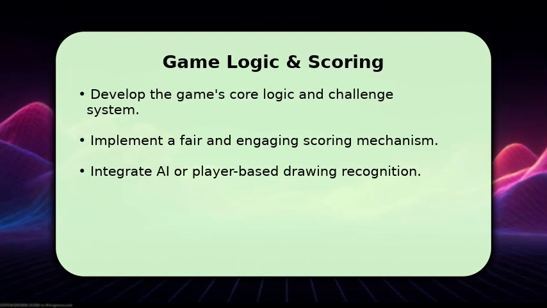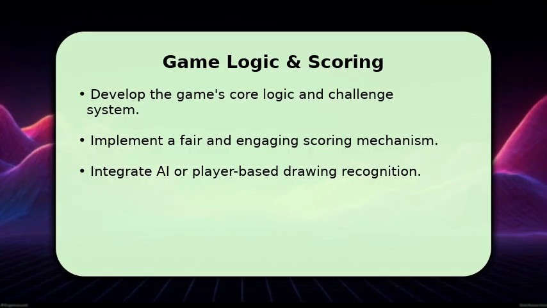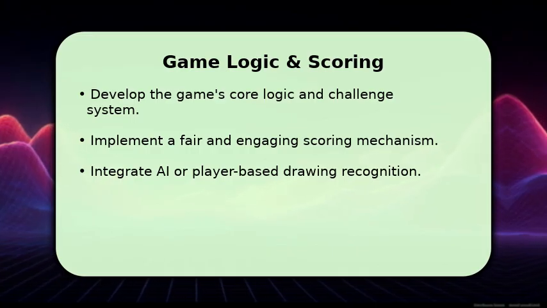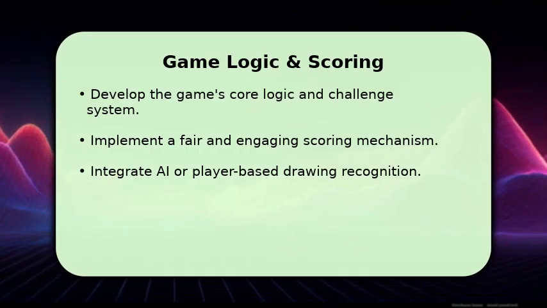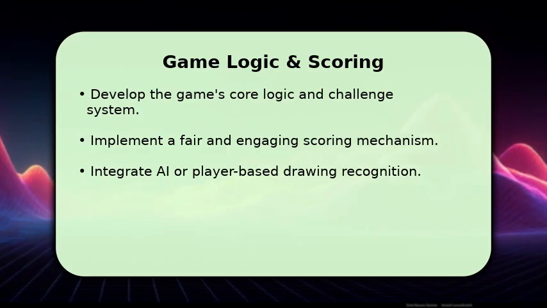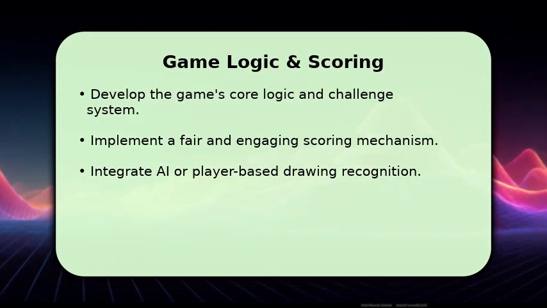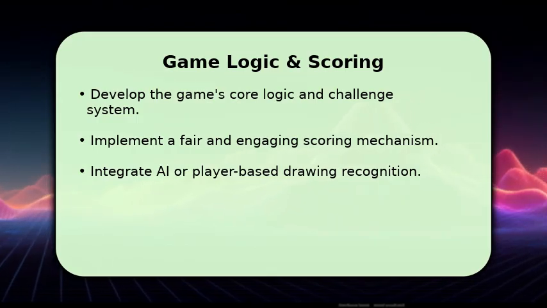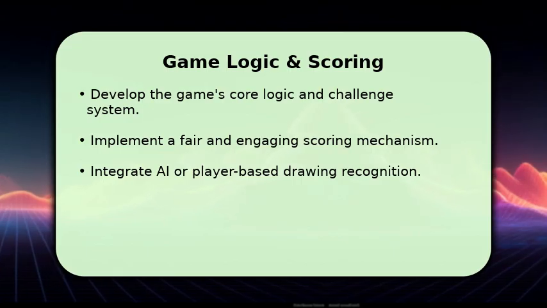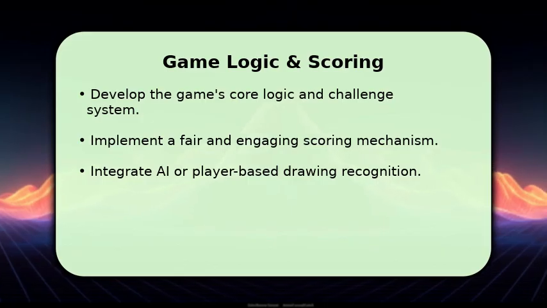Next, we tackle the game logic and scoring. Develop a system for presenting drawing challenges, perhaps from a list of 100 unique prompts. Implement a scoring mechanism that rewards accuracy, speed, or creativity. For example, players might earn up to 1,000 points per round. Consider integrating artificial intelligence for drawing recognition or a system for peer-to-peer judging. Clear rules and transparent scoring keep players motivated and invested in the game.